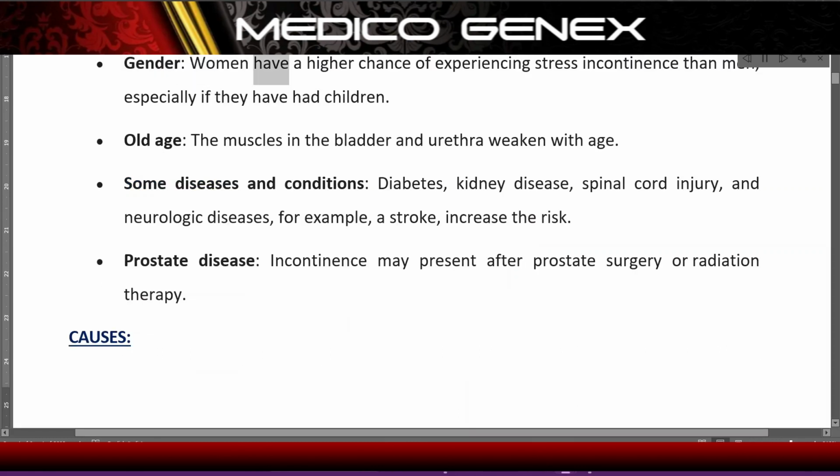Gender. Women have a higher chance of experiencing stress incontinence than men, especially if they have had children. Old age. The muscles in the bladder and urethra weaken with age. Some diseases and conditions, diabetes, kidney disease, spinal cord injury, and neurologic diseases, for example, a stroke, increase the risk. Prostate disease. Incontinence may present after prostate surgery or radiation therapy.